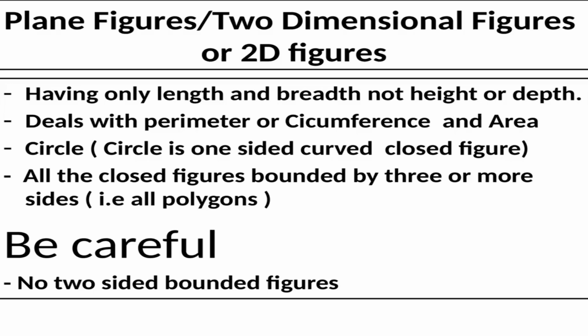And then, circle is a one-sided closed figure, and triangles, quadrilaterals, parallelograms, pentagons, hexagons are plane figures closed by three or more sides. You should remember, there is no two-sided plane figure. Okay, thank you. Next, please.